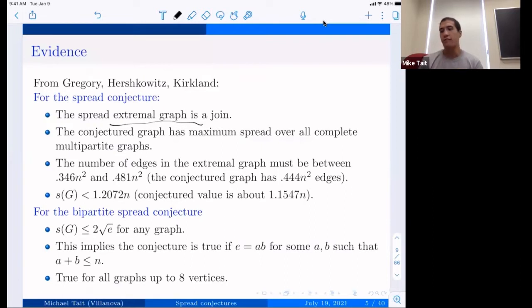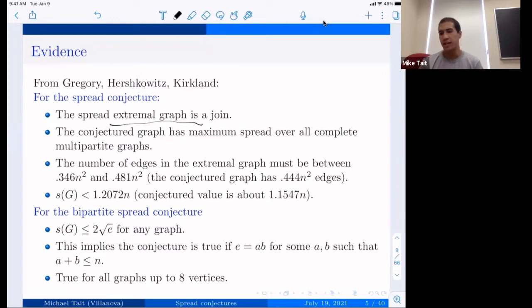And they showed that for any graph G, the spread is bounded by something like 1.2 times n. And their extremal graph has spread approximately 1.15 times n. So they proved an absolute upper bound, which is reasonably close to what they think the actual bound is.